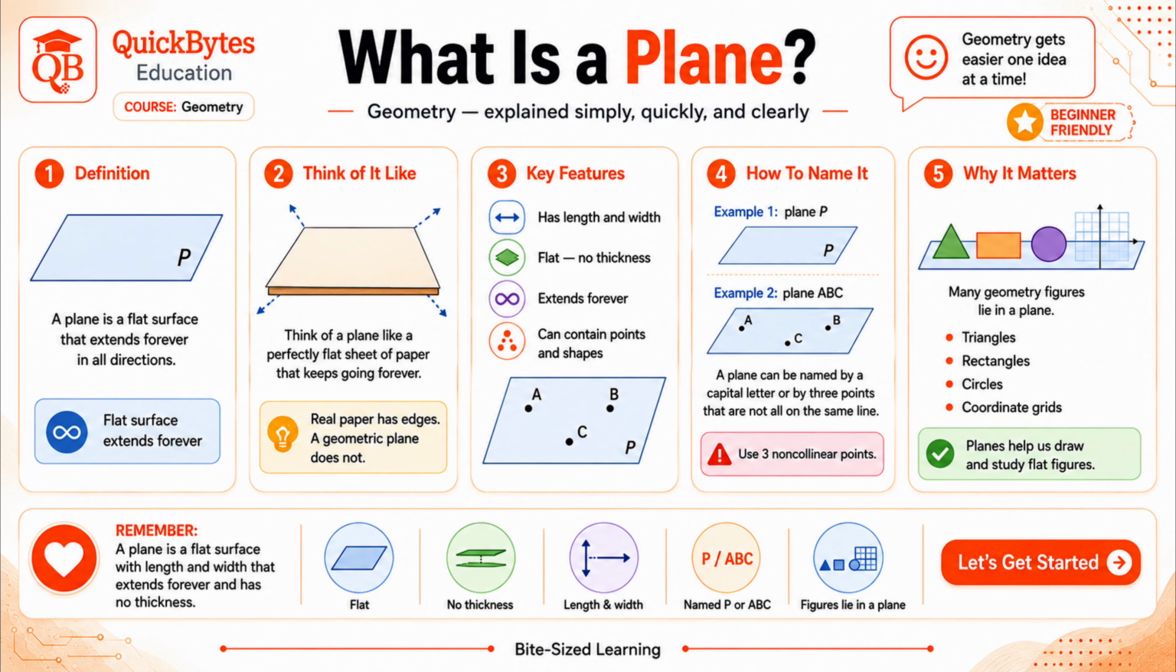Planes are often named with a capital letter, like plane P, or by using 3 points that are not all on the same line. Planes are important because many geometry figures are drawn on flat surfaces. Triangles, rectangles, circles, and coordinate grids can all lie in a plane.